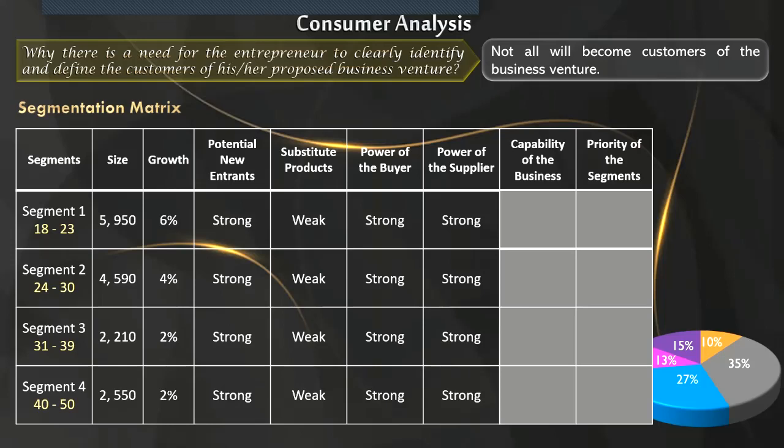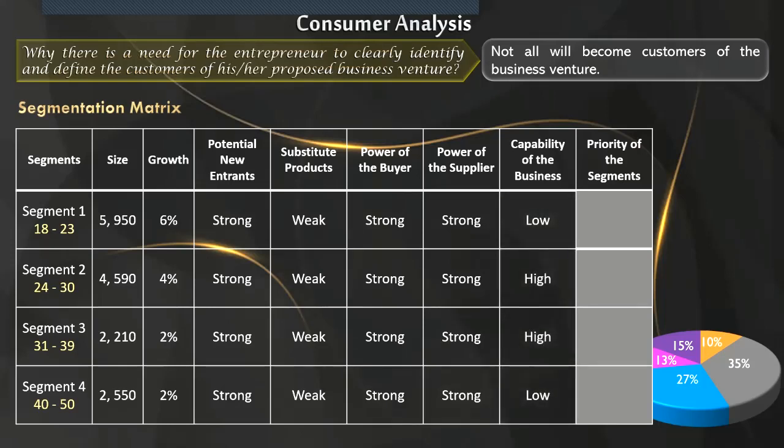Second to the last column is the capability of the business, your business or my business. So I have here, as you can see, low for segment 1, since my purpose in putting up a bake shop is healthy bread.